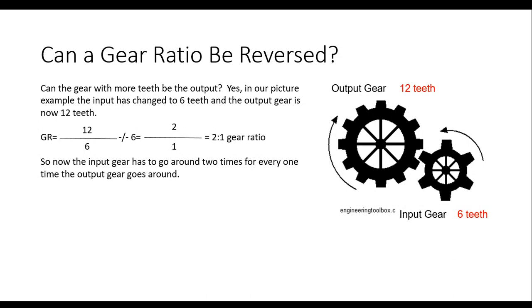So in our case, we've changed the input gear. The input gear is now 6 teeth, and the output gear is 12 teeth. So this time, the 12 teeth goes on the top, the 6 goes on the bottom. 6 is still our greatest common factor, so we'll reduce those by 6, getting 2 over 1. This gives us a 2-to-1 gear ratio, which means that for every 2 times we pedal, our back tire is only going to go around once.